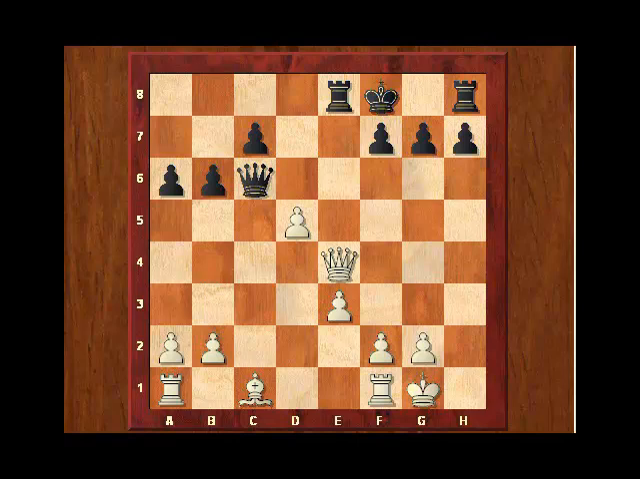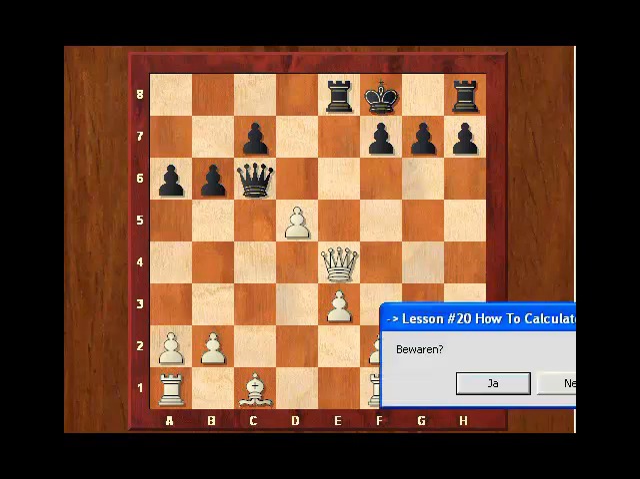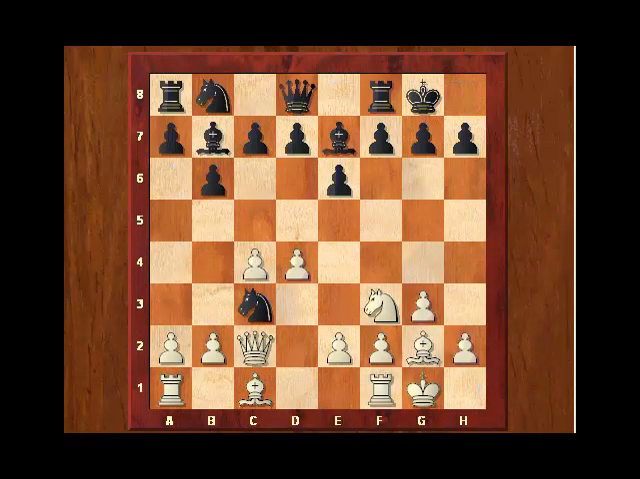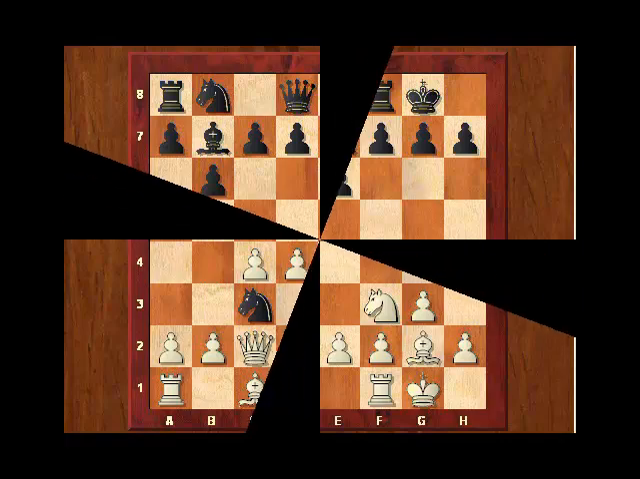Okay, so we go on to the next position. This position has theoretical value, in the sense that this is a very well-known position from the Queen's Indian, right? And this game fragment was taken from a game played in 1947.